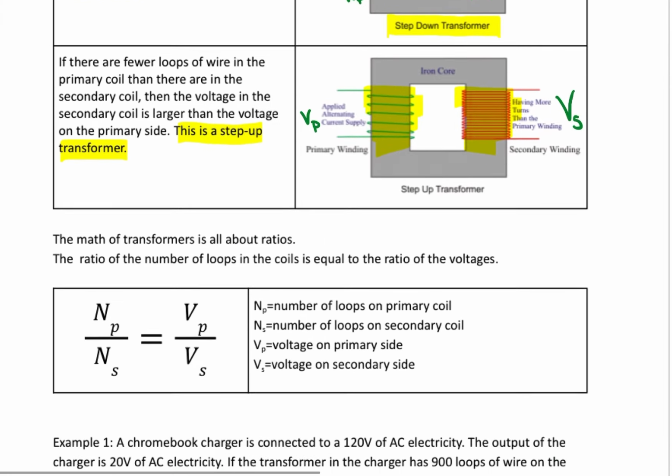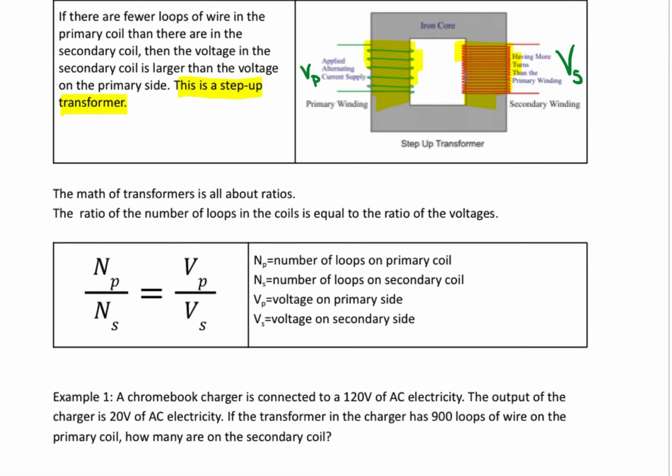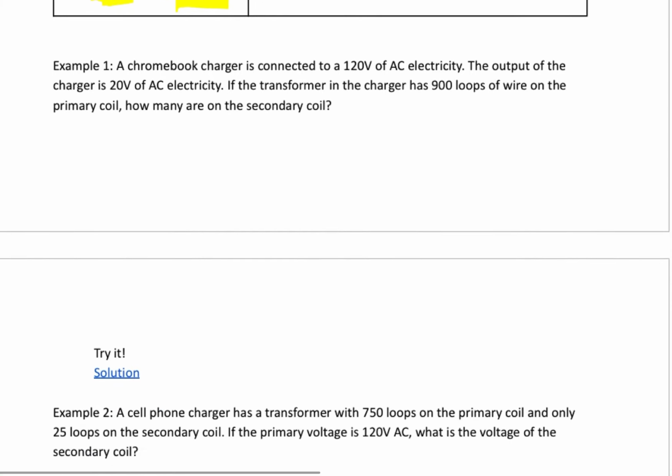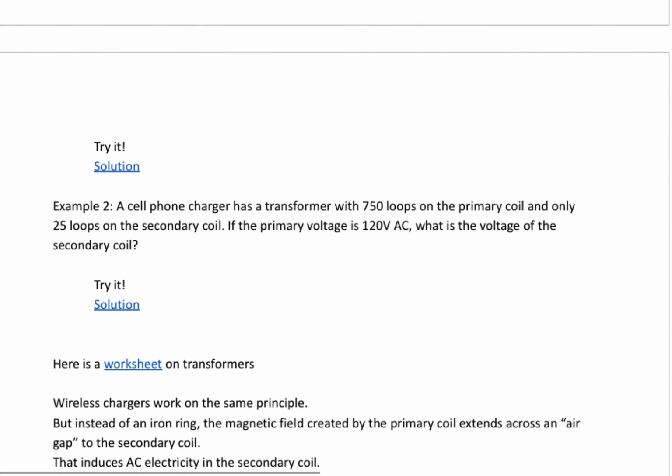The math on transformers is all about ratios. If we know the ratio of the number of loops, it's the same ratio of the number of volts. So if the primary has 10 times more loops than the secondary, then the primary is going to have 10 times the voltage of the secondary. It's all ratios of the loops to get the ratio of the voltage. I'm going to pause the video here. There are a couple of examples for you to try, a worksheet.